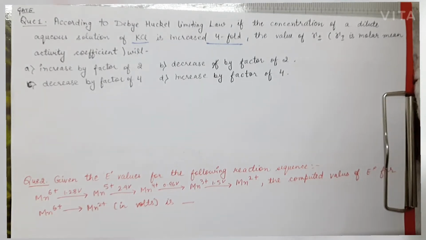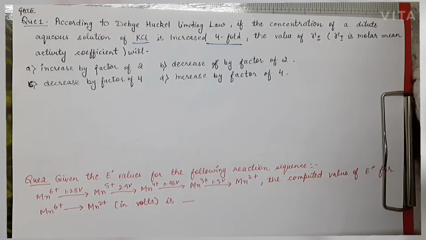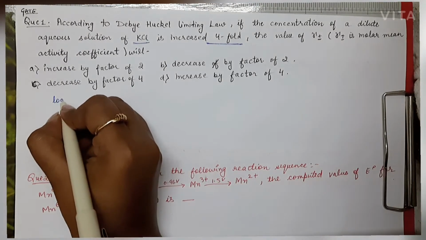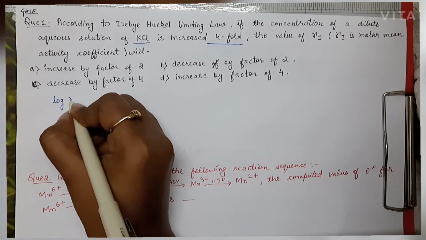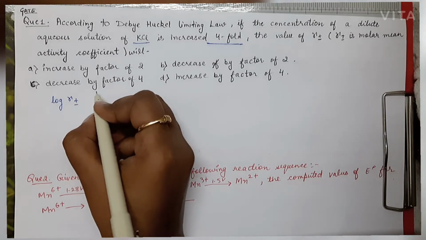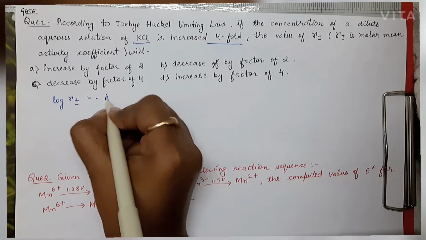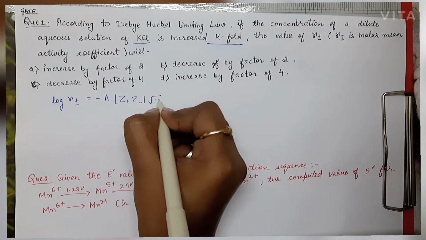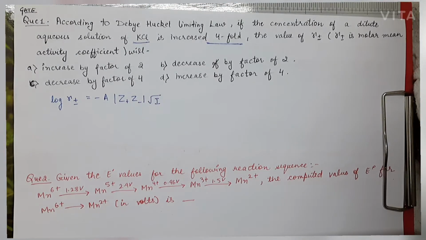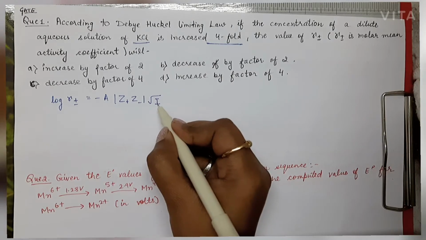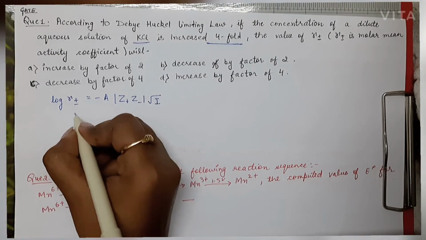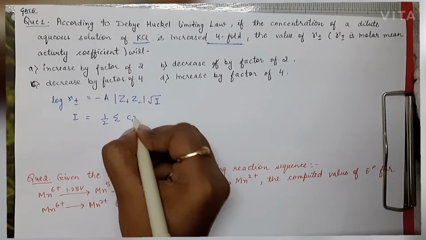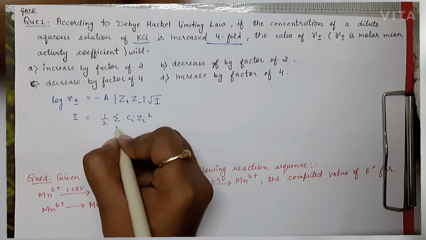So first of all we should know this relation, that is log of gamma plus minus is equal to minus A mod of z plus z minus root under ionic strength, which is represented by capital I, where ionic strength is given by half of sigma Ci Zi square.